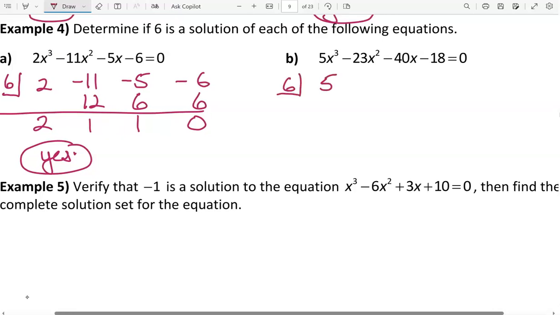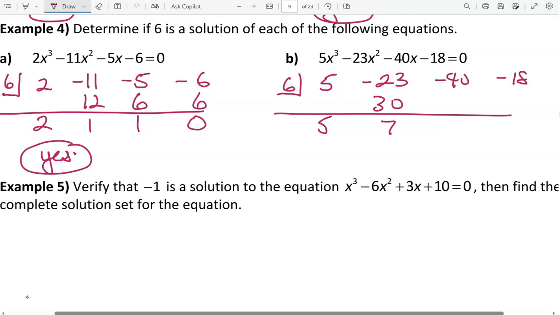All right, let's test in b using synthetic division. So we're going to divide the polynomial here by x minus 6 and see if we get a remainder of 0. Bring down that 5, times 6 is 30. Add that column, that's 7, times 6 is 42. Add that column, that's 2, times 6 is 12. And this time we get a remainder of 6, so no, 6 is not a solution in this case.